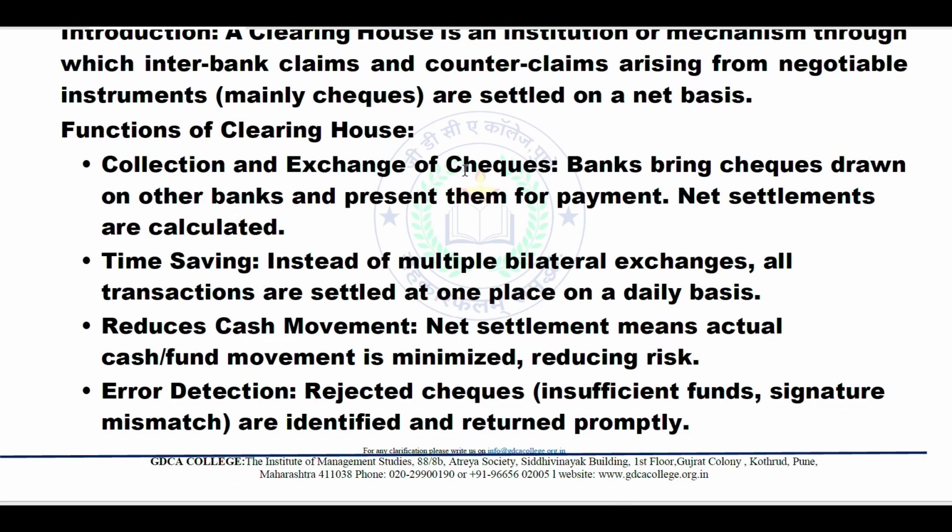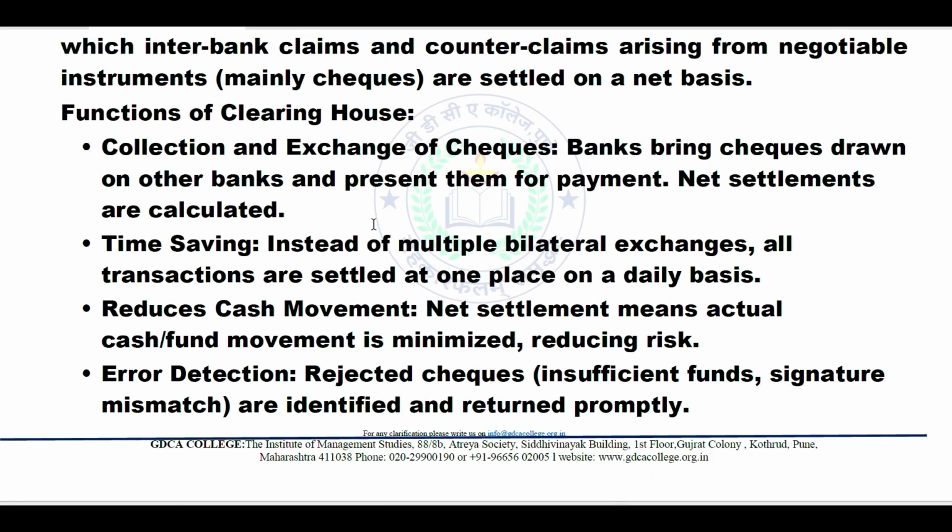Collection and exchange of checks. Banks bring checks drawn on other banks and present them for payment. Net settlements are calculated. Time saving, instead of multiple bilateral exchanges, all transactions are settled at one place on a daily basis.